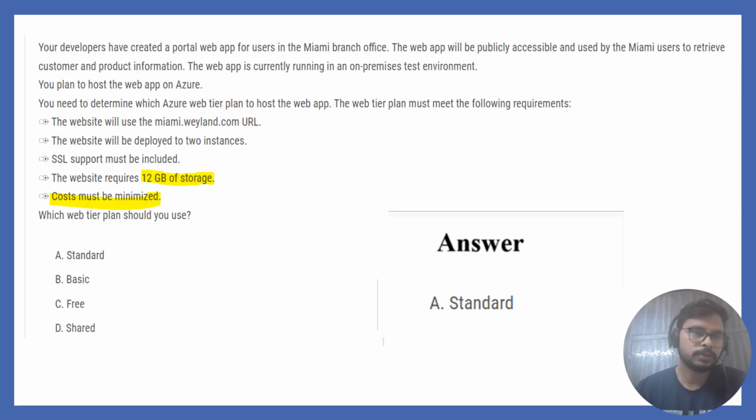In the next question, you need to determine which web tier plan hosts the web apps. The requirements are: the website will use the miami.wayland.com URL, the website will be deployed to 2 instances, the website requires 12 GB of storage, and cost must be minimized. With these requirements, your plan should be Standard only.